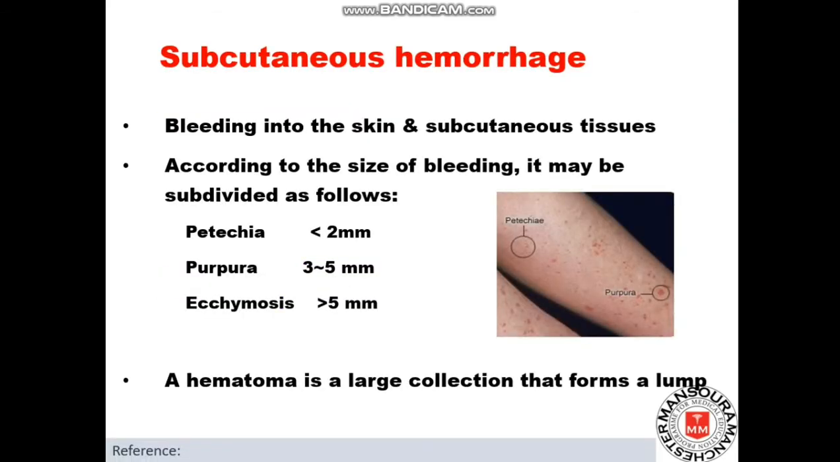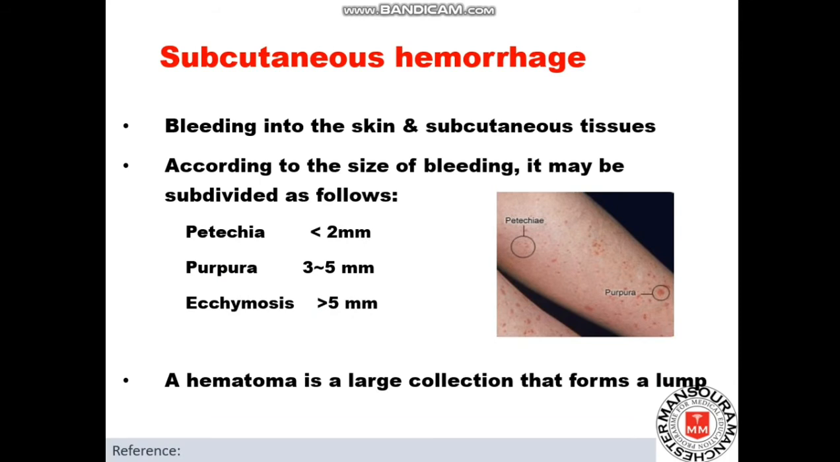As regards skin examination, subcutaneous hemorrhage means bleeding into the skin and subcutaneous tissues. According to the size of this bleeding, it may be small in petechiae when less than 2 millimeters, and this is shown in this figure beside, purpura from 3 to 5 millimeters, ecchymosis more than 5 millimeters. The hematoma is a large collection that forms a lump.